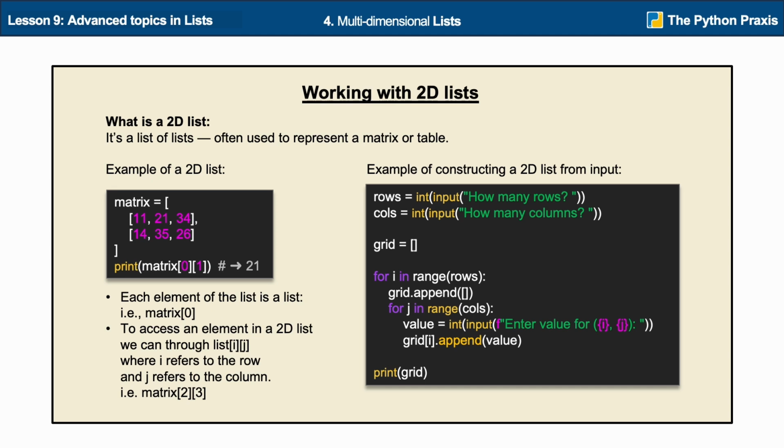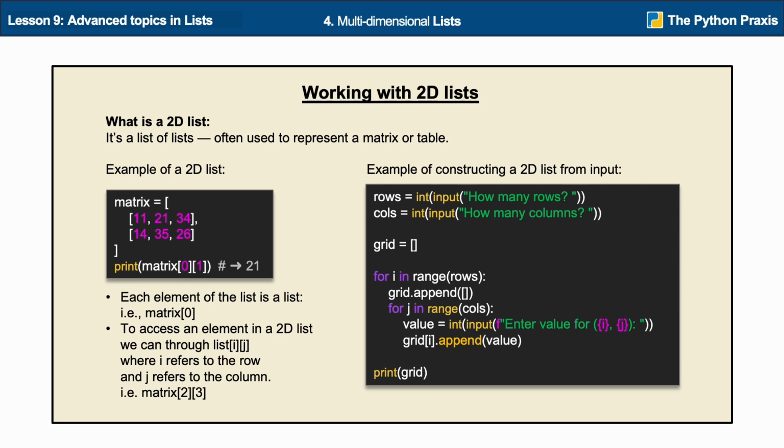Line 3 initializes an empty list. This will become a two-dimensional list, a list of lists. Line 4 starts a loop that will run once for each row index i. Using range function with rows as argument produces a sequence of numbers from 0 to rows minus 1. The next line is grid.append, and inside parentheses has square brackets as argument. This creates a new empty list for each row and appends it to grid list. So every iteration appends a new empty list as an element in the grid list.